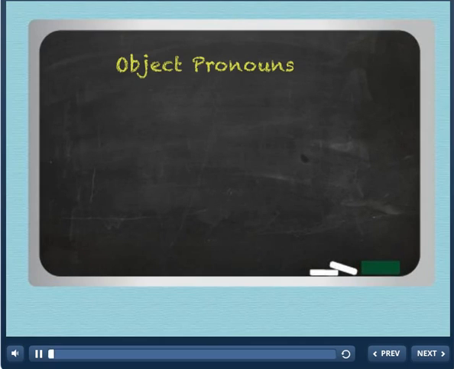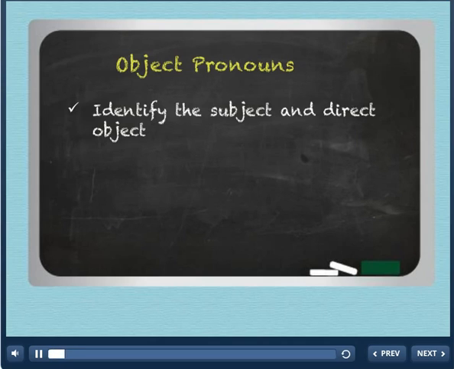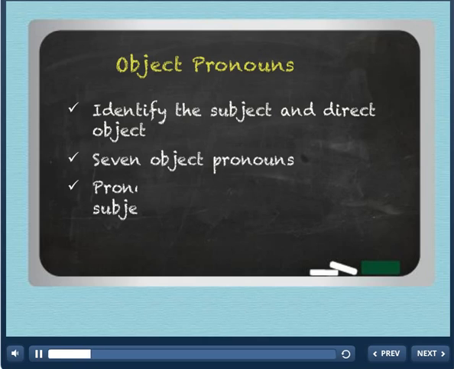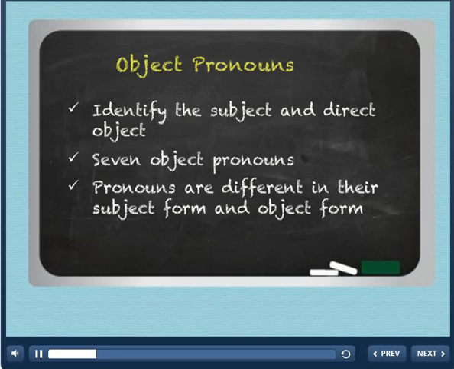The children will already be familiar with verbs. Teach them to identify the subject and direct object in the way that you learned in the lesson. They should also be familiar with the 7 object pronouns. With the help of a story from the book, point out the fact that pronouns are different in their object form than in their subject form. Ask the children to give you examples of sentences where object pronouns are being used.